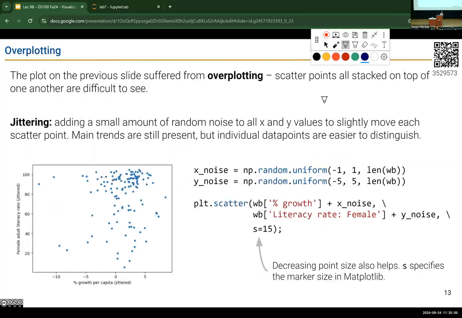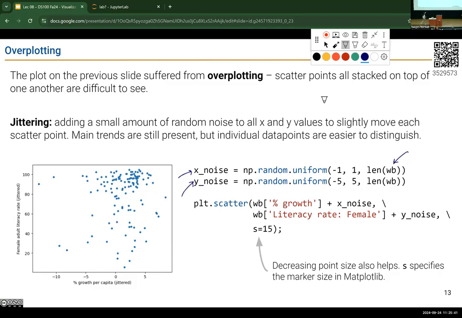There is one simple way: we would just add random noise. If we add random noise, for example, in this case, I would say that I'm adding random noise to the X dimension of all of the data points. So you can see that for all of the data points, I'm looking at the length of the WB data frame, which is essentially the number of rows that I have, right? In the World Bank data frame that we started using in the last lecture. And I'm also creating a noise set of values for the y dimension.